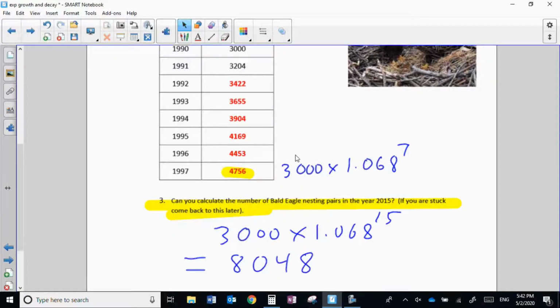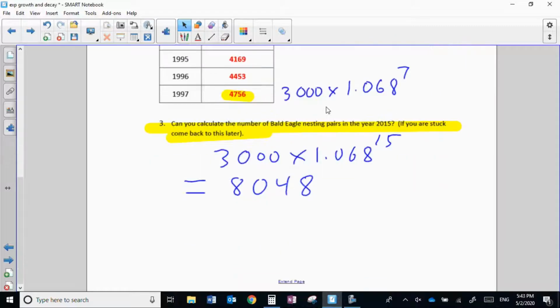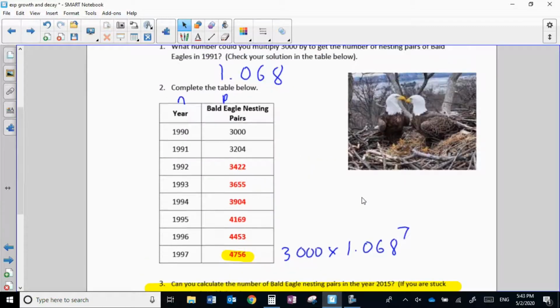Now, how about an equation here? Well, let's use n for the year again. And let's use p, because it's kind of like a population here. So the population of nesting eagles would be 3,000 times 1.068 to the power of n. Now, what is n in this case? Well, in this case, n is the number of years since 1990.